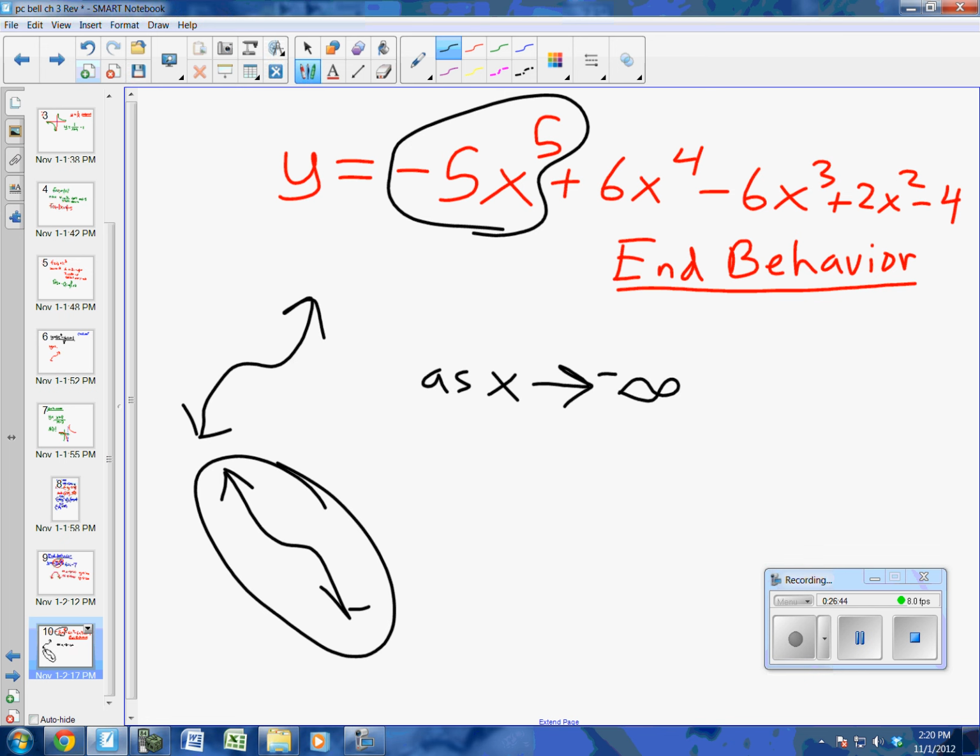So you guys, this one, you would say as x approaches negative infinity, that means as it goes to the left, y approaches positive infinity, goes up. And as x approaches positive infinity, as it goes to the right, y approaches negative infinity. As x goes to the right, y is going down, right? Okay? And if you don't get it, you can go watch this exciting video again.